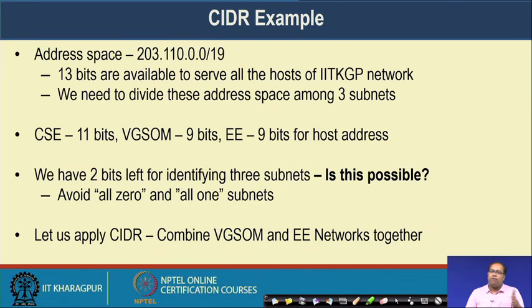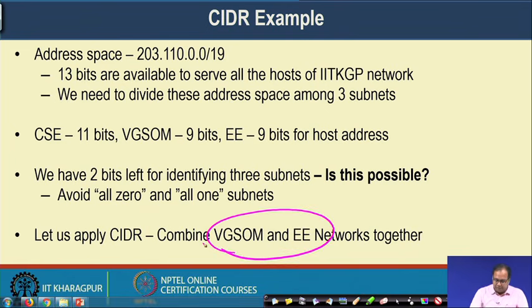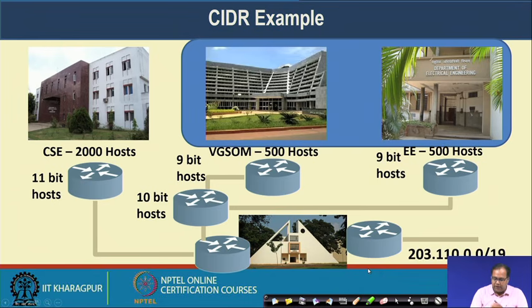So, again to avoid all zeros and all ones subnets, this is not possible. So, here we apply the concept of supernetting. That means we combine the VGSOM and E networks together. So, let us see what happens. Together they now have 500 plus 500, that means 1000 hosts, and to address those 1000 hosts, 10 bits in the host address space is sufficient. And now, with the remaining 2 bits, you can always divide it into 2 different subnets.